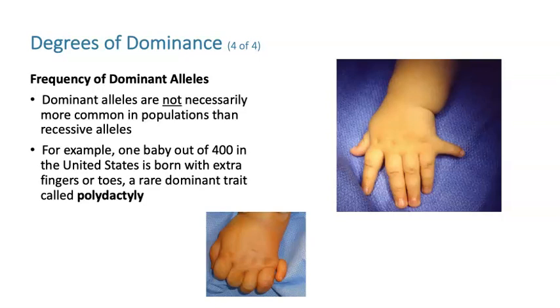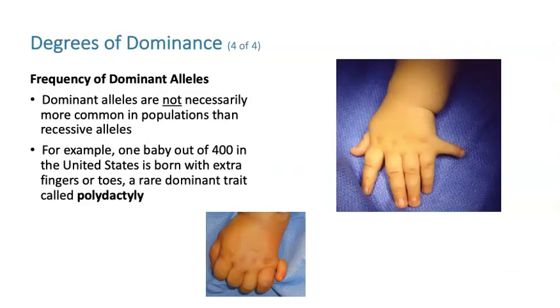If you have the allele for polydactyly, you will have 6 fingers. That's all there is to it. You might be homozygous or you may be heterozygous, but you will show 6 fingers. 1 in 400 babies in the United States are born with extra fingers or toes. It's rare, but it's dominant.